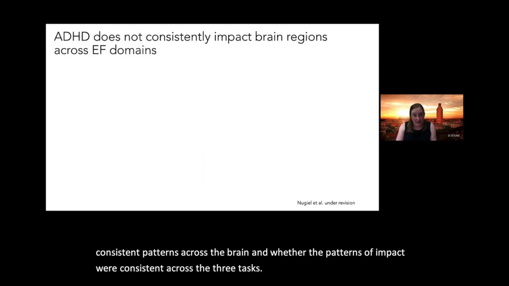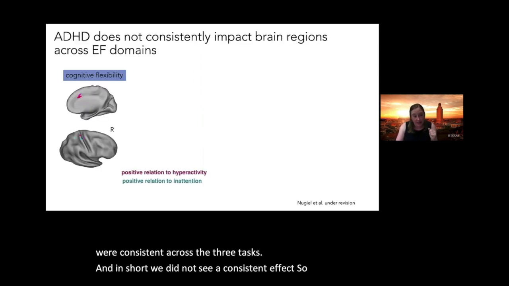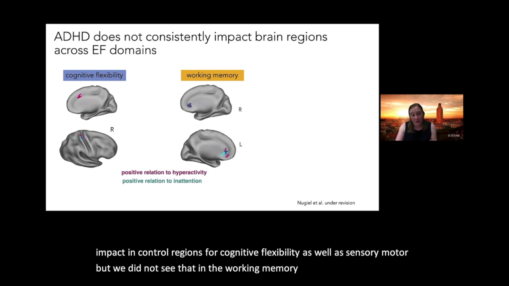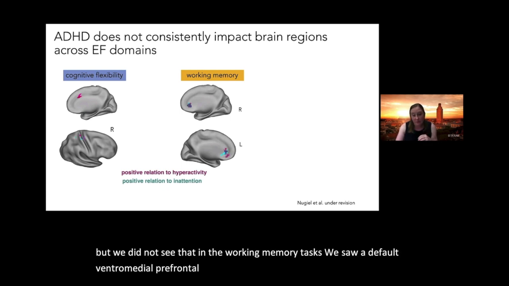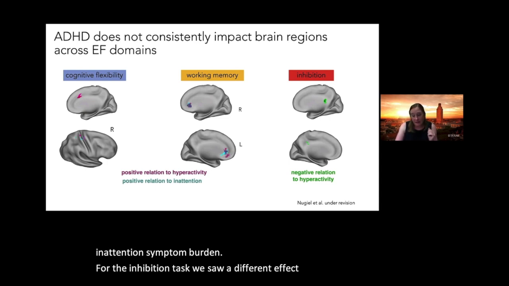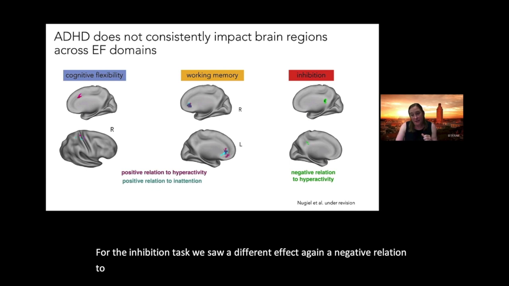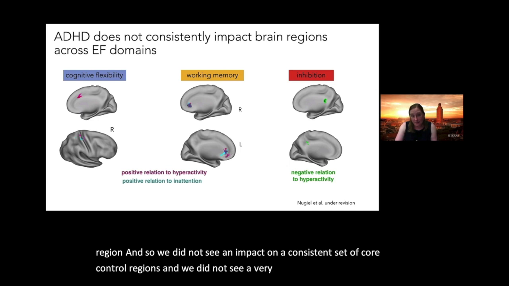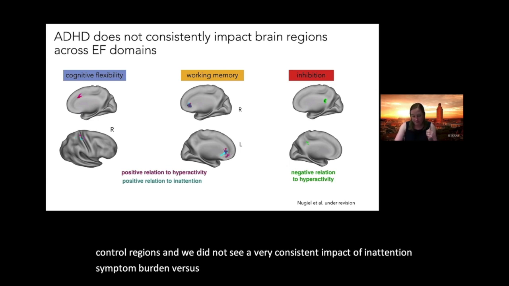And in short, we did not see a consistent effect. So we did see some impact in control regions for cognitive flexibility, as well as sensory motor. But we did not see that in the working memory task. We saw a default ventromedial prefrontal cortex impact of both hyperactivity and inattention symptom burden. For the inhibition task, we saw a different effect again, a negative relation to hyperactivity symptoms in a posterior cingulate precuneus type of region. And so we did not see an impact on a consistent set of core control regions, and we did not see a very consistent impact of inattention symptom burden versus hyperactivity symptom burden.